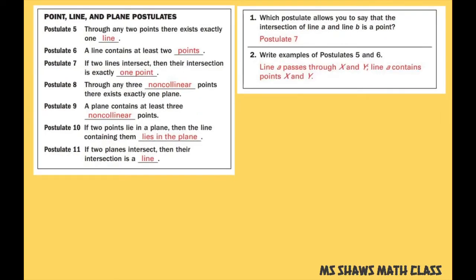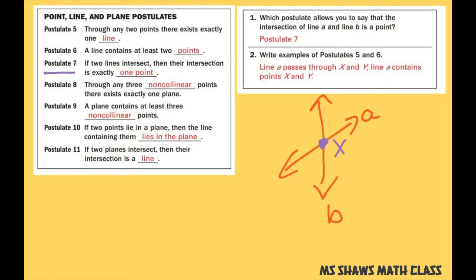Next one. Which postulate allows you to say that an intersection of a line A and a line B is a point? I'll call this A and this B. So this intersection is some point. We can call it X. So if you look at postulate 7, it says if 2 lines intersect, then their intersection is exactly 1 point. Write examples of postulates 5 and 6.